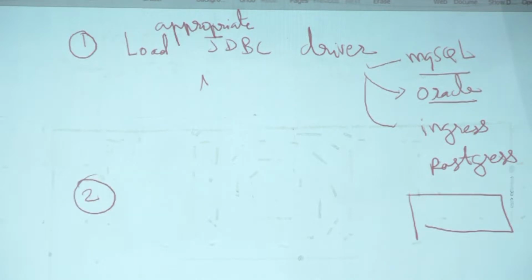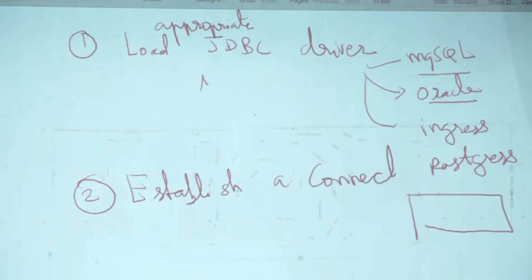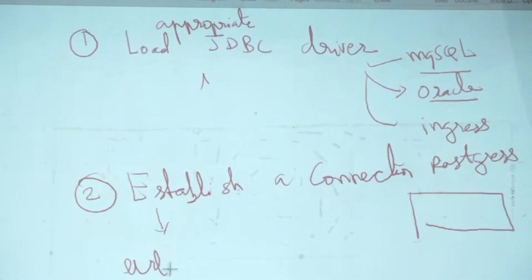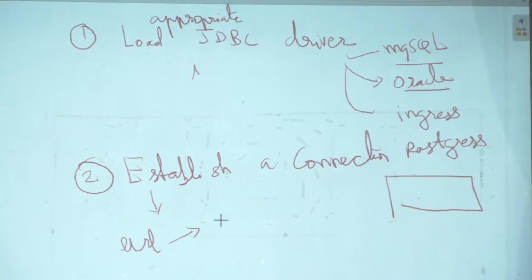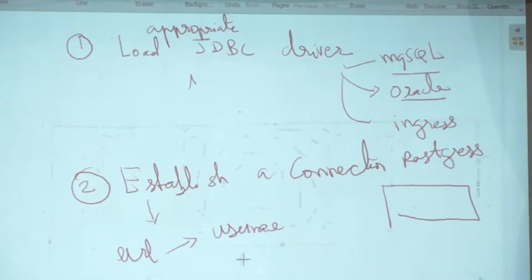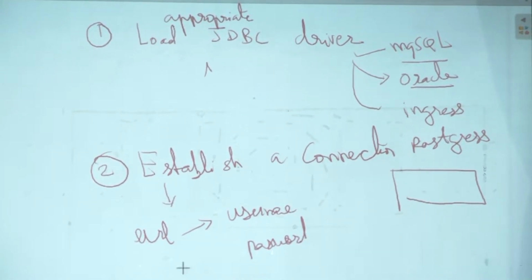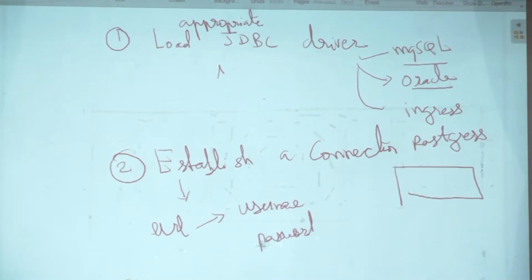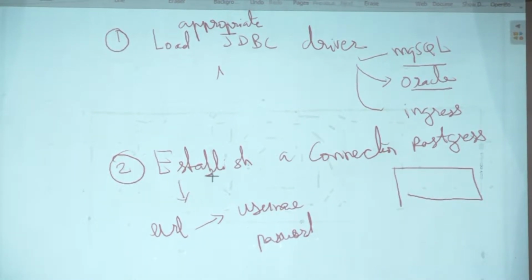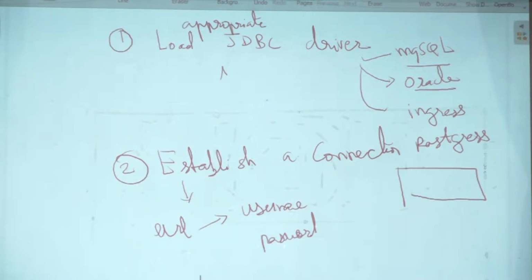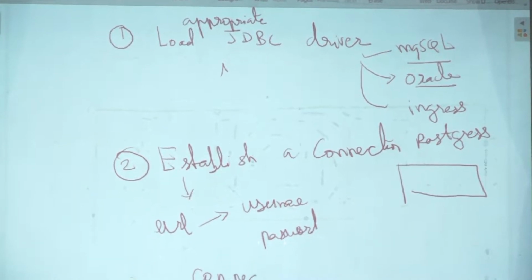Then the second step is to establish a connection. After the driver is loaded, you need to establish a connection with the database. While establishing the connection, you are going to use the URL of the database. Then you are going to use the username and password which the database needs for you to connect to it. So your URL is important, and your username and password are important. If your connection is successful and you are able to connect to the database, you will get a connection object.